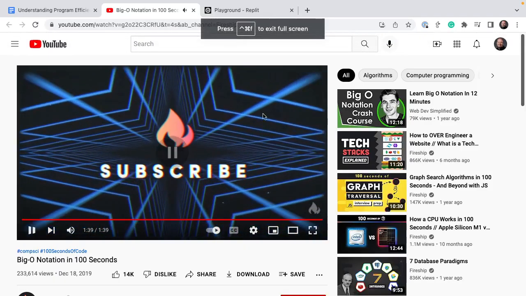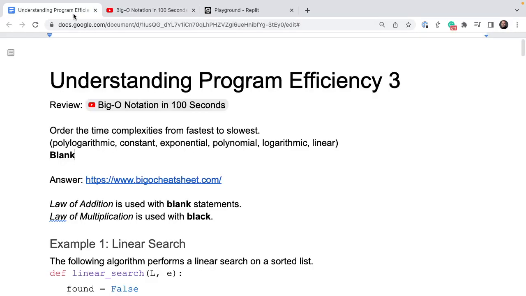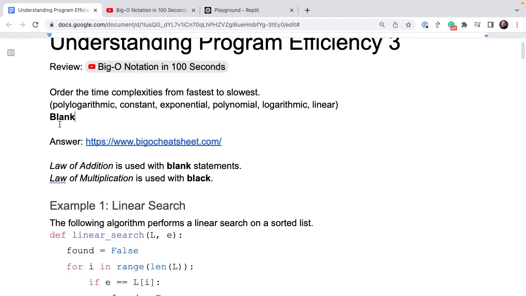All right, so yeah, that should be a quick recap of what we did in about 50 minutes last class and about 100 seconds right there. So today, again, is going to be quite a bit more practice. One thing we'll want to keep in mind is the ordering of the running times. Let's start off with a little exercise. We looked at 6 very common running times: polylogarithmic, constant, exponential, polynomial, logarithmic, and linear. We want to order those from fastest to slowest. So let's start this one off together.